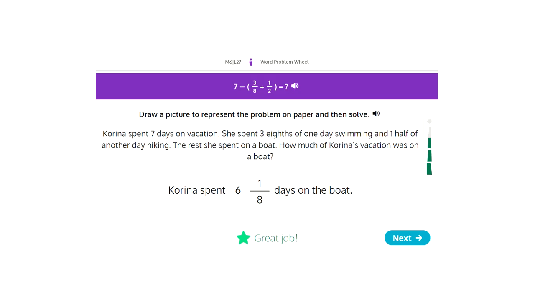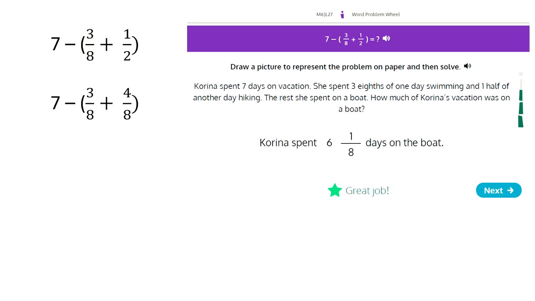I hope that you got 6 1/8 as the number of days that Karina spent on the boat. I'm going to go step by step through the solving of this problem so that you can check what you did. So the first thing that we needed to do is to make an equivalent fraction in eighths to 1/2. So I'm thinking, if I had a half in eighths, well, what's half of 8? 4. Okay, so 1/2 is equivalent to 4/8.